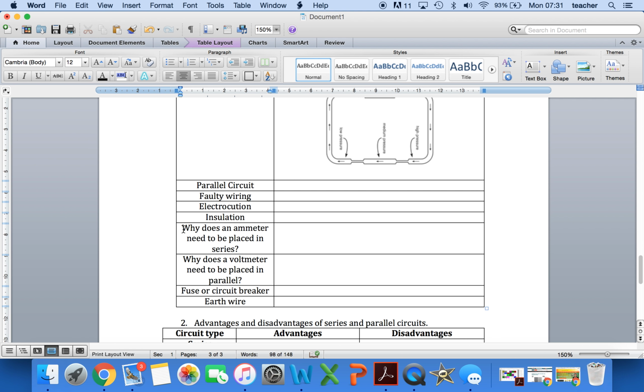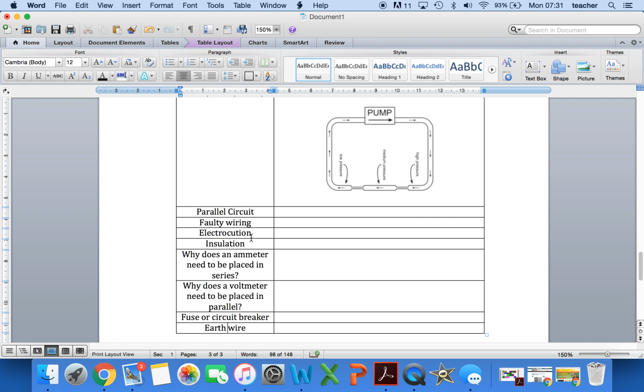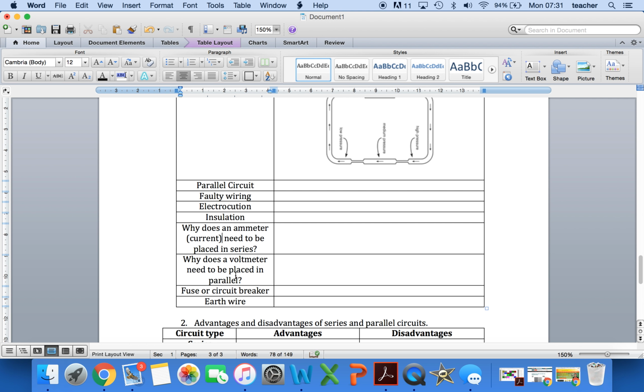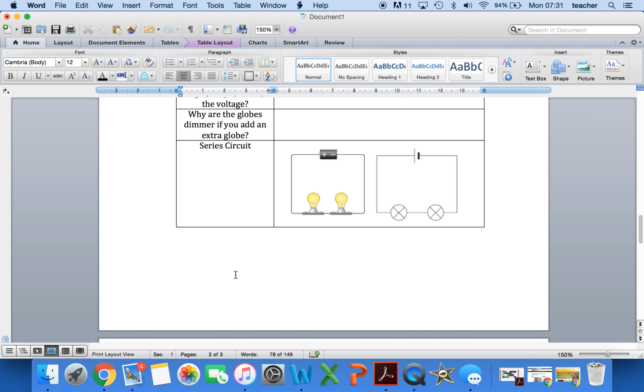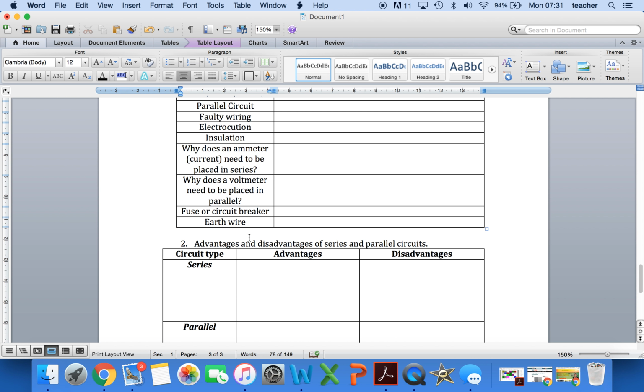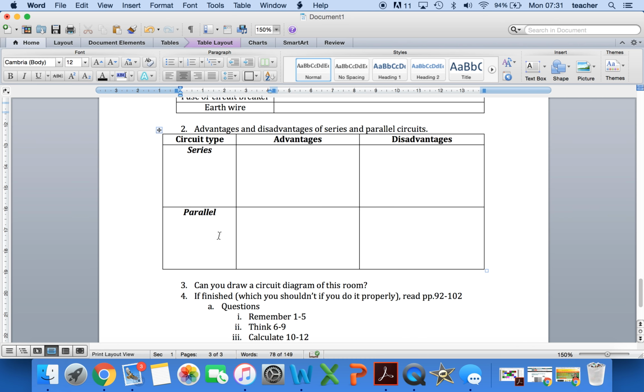And then the last two, these two here. Why does an ammeter, which measures current, why does that need to be placed in series in the circuit? So why does it need to just be one pathway for that? And why does a voltmeter, which measures volts, need to be placed in parallel? That's another really difficult one because it's obviously related to voltage and potential difference. So again, have a think about that one, but if you can't get that one, that's okay.